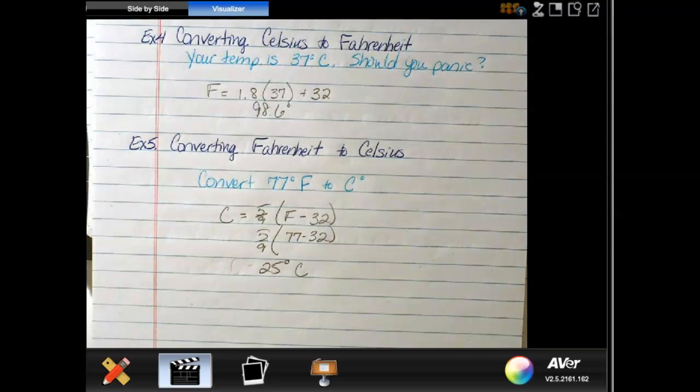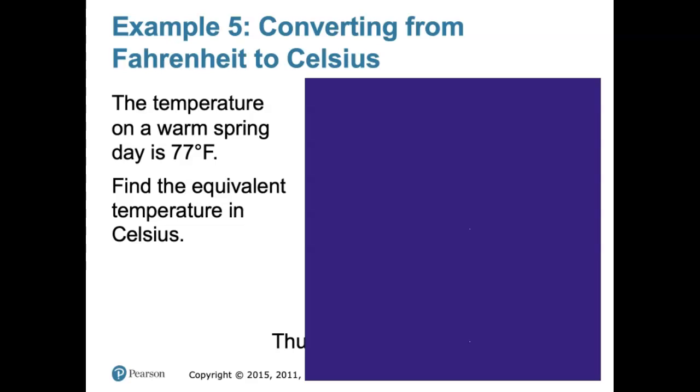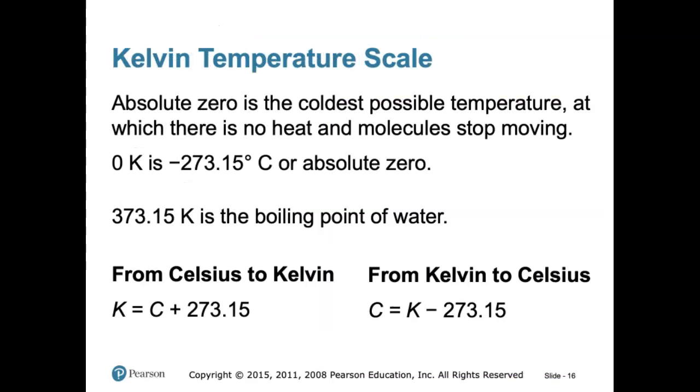Now, one last little thing, we're going to talk about Kelvin temperatures. So the Kelvin temperature scale, Kelvin is what we call absolute zero. Absolute zero is the coldest possible temperature, at which there's no heat and the molecules actually stop working. Sounds like we're in science class, doesn't it? Okay, so 0 degrees on the Kelvin scale is negative 273.15 degrees Celsius. That's what we call absolute zero. It's way too cold for me.